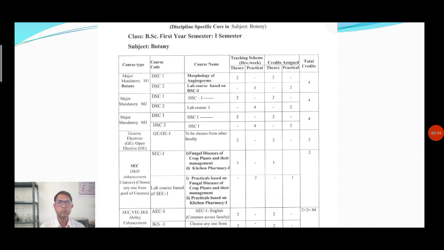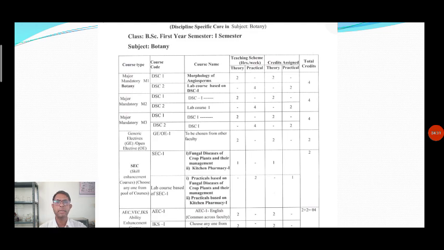Now some students will select kitchen pharmacy, and in this regard I am going to talk about it in upcoming lectures. Based on this SEC 1, skill enhancement course 1, there will also be an SEC 1 practical or lab course. This lab course is based on kitchen pharmacy, or on fungal diseases of crop plants.